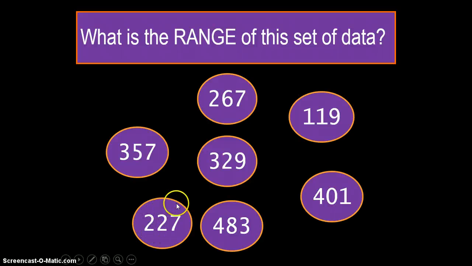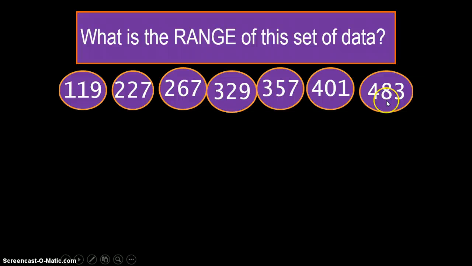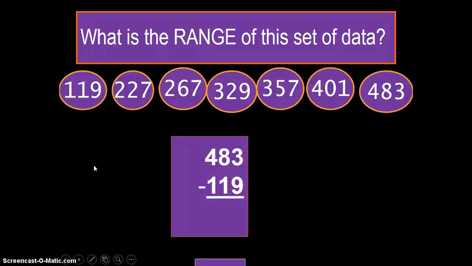Range for this set, again, putting them in smallest to largest, to me, just out of a quick check, 119 is the smallest and 43 is the biggest. That's what it looks like I got here. All the rest in order. Again, I really just need to subtract this guy and that guy. And that gives me 364. So again, the range, largest minus the smallest.